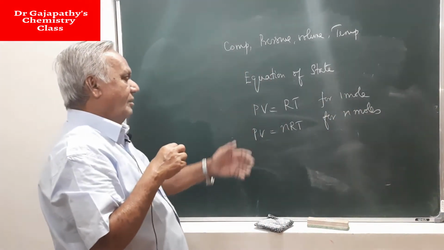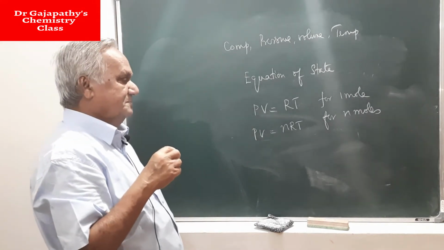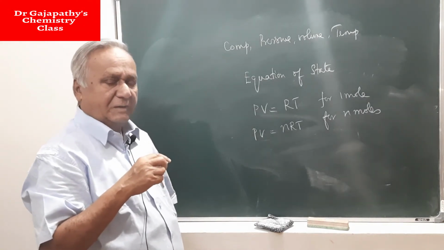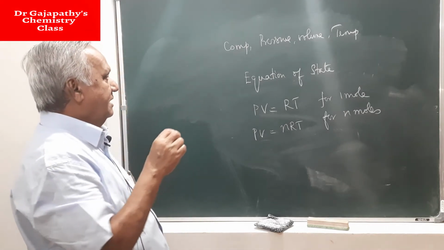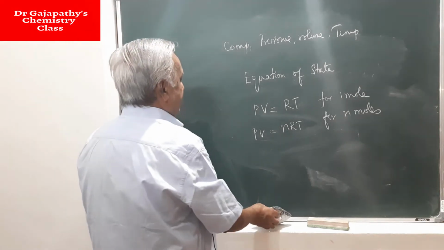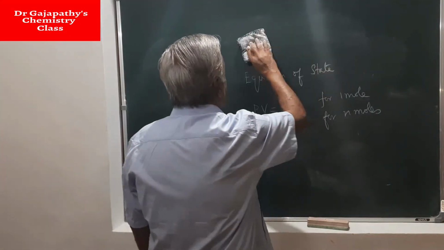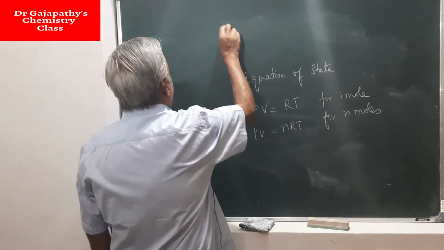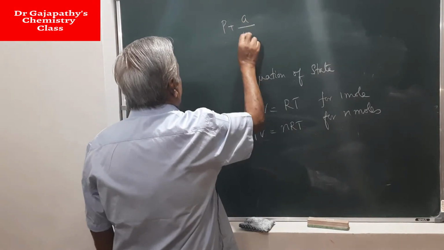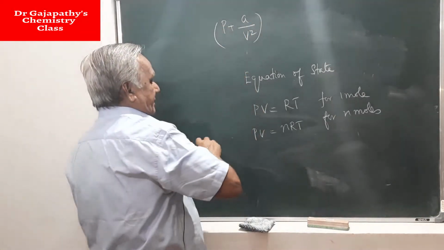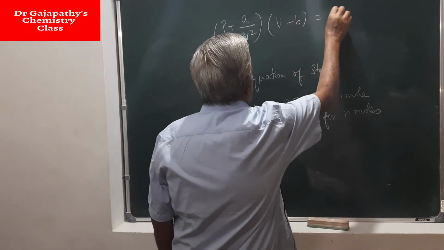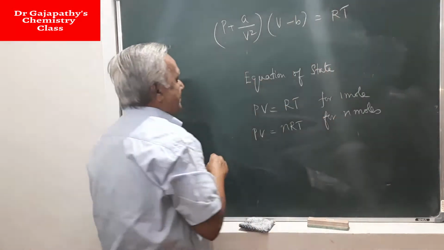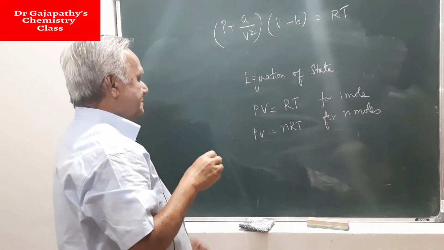This equation is called an ideal gas equation. Van der Waals equation is also an equation of state. The Van der Waals equation says that (P + a/V²)(V − b) = RT. This is for 1 mole.